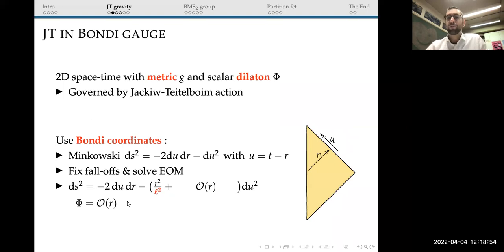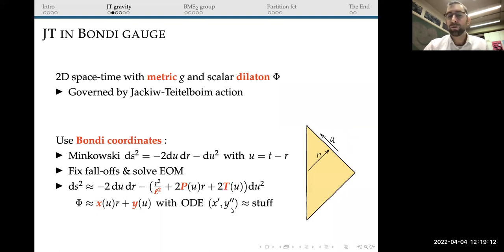And then of course you can try to solve the equations of motion for those fields. And it turns out that the solution of the equations of motion given those falloffs takes the form written here. So you have two arbitrary functions of time that I'm calling P and T in the metric. And you have two other functions X and Y in the dilaton, which happen to be constrained by certain ODEs, which I'm not going to write down for now.